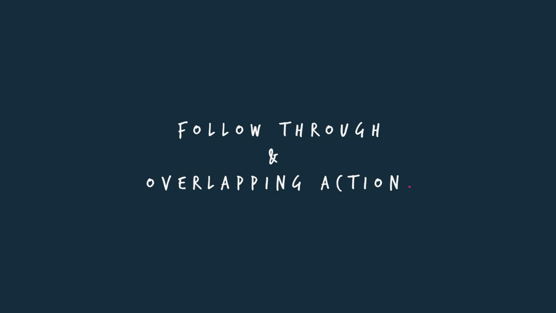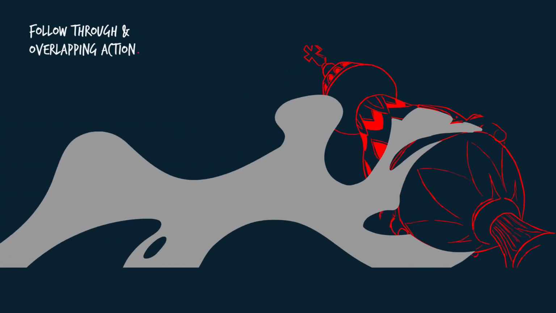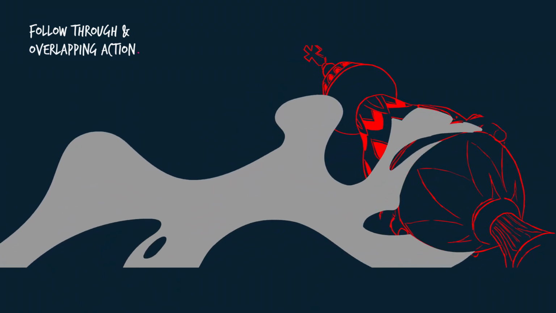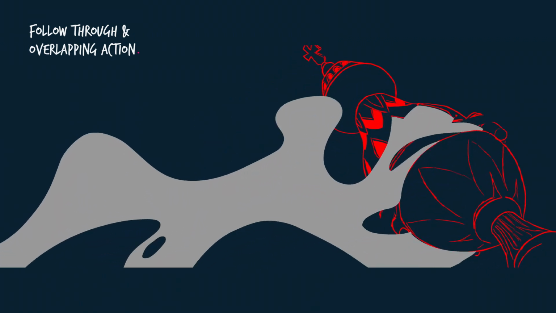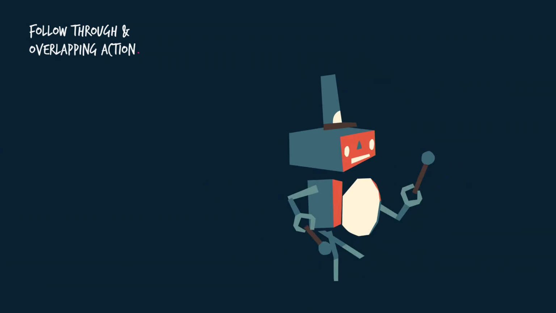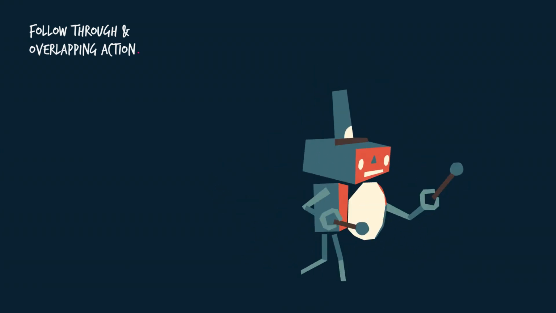Follow through and overlapping action. Follow through is an action that comes after your main action, like a flame trailing behind the match, or like the smoke in this case. Overlapping action is actions that tend to move slightly out of sync with the main action, like the head and hair being offset to the body in a walk cycle, or the hat bouncing up and down on a character's head.